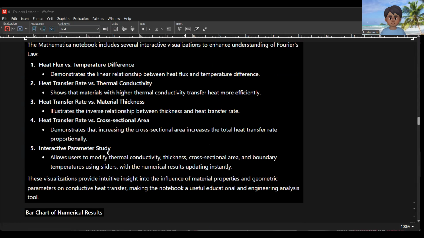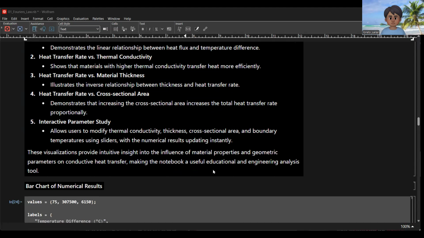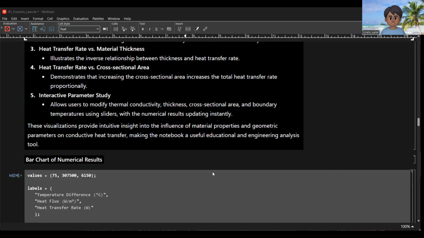The interactive parameter study allows users to modify thermal conductivity, thickness, cross-sectional area, and boundary temperature using sliders, with numerical results updating instantly. These visualizations provide intuitive insight into the influence of material properties and geometric parameters on conductive heat transfer, making the notebook a useful educational and engineering analysis tool.